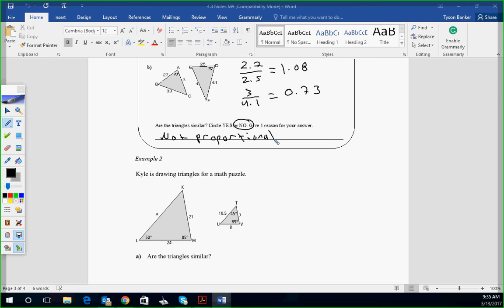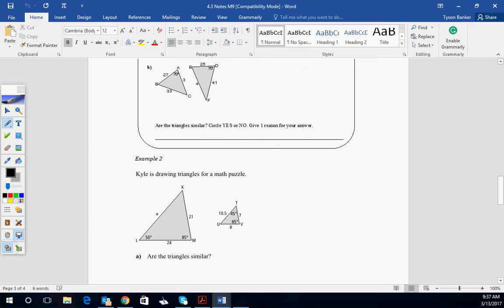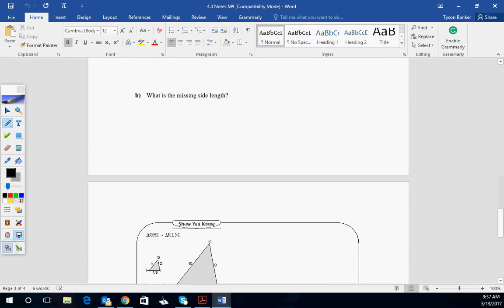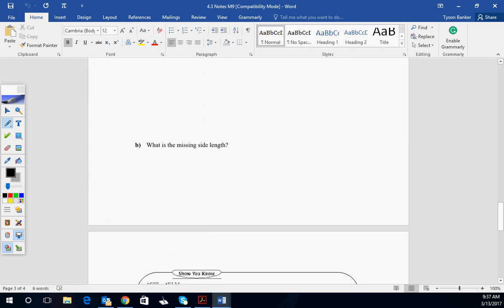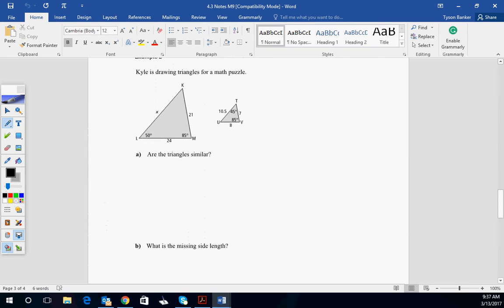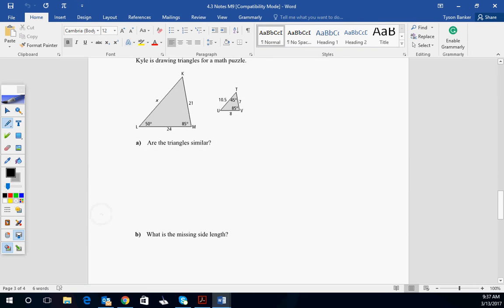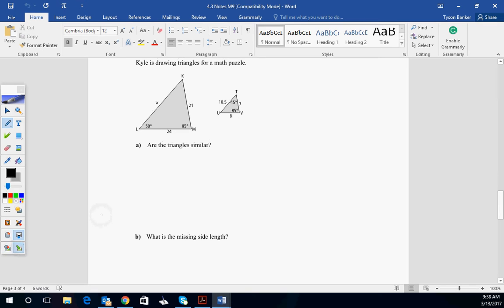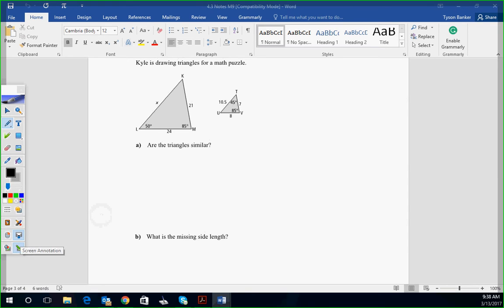All right, let's just finish this thing off here. It's got a little bit left. All right, so here, Kyle's drawing triangles for a math puzzle. Are the triangles similar? Yes. Okay, 50, 85. This makes this have to be 45. That makes that 50. Okay, all of that's good.